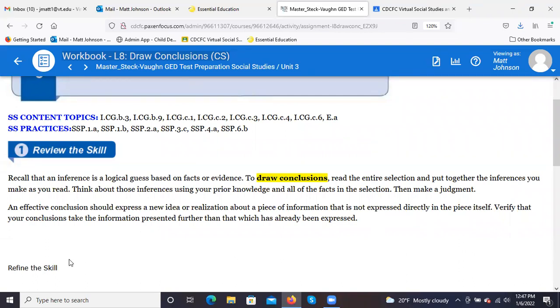Okay, and moving on to the workbook. So recall that an inference is a logical guess based on facts or evidence. So how we draw conclusions: you read the entire selection and put together the inferences you make as you read. In those situations where the question's coming, think about what evidence is important here, start thinking about your judgments, your reasoning, and work on the conclusion as you go. Think about those inferences using your prior knowledge and all of the facts in the selection, and then you make a judgment. An effective conclusion should express a new idea or realization about a piece of information that is not expressed directly in the piece itself. Verify that your conclusions take the information presented further than that which has already been expressed.